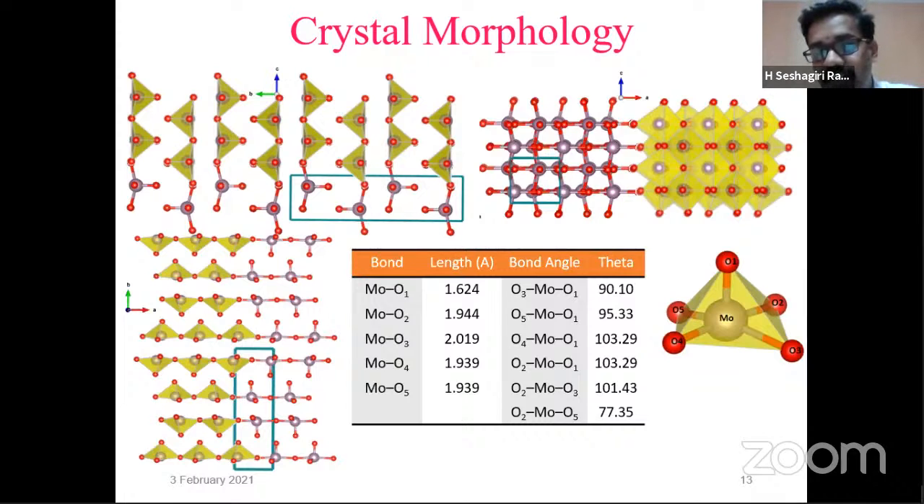Here we were able to achieve up to 77.35 degrees, wherein the earlier reports had 82 degrees as the distortion angle, and here we got up to 77 degrees. Then the catalytic activity is also influenced by it.